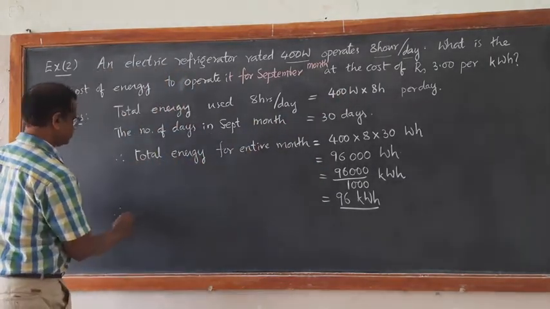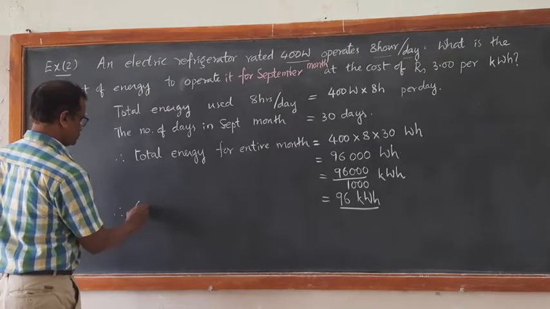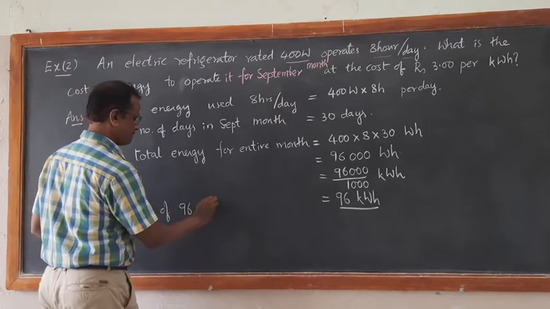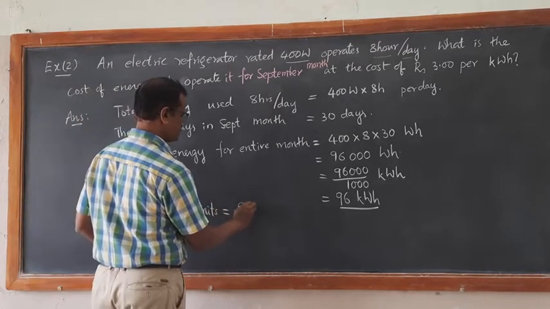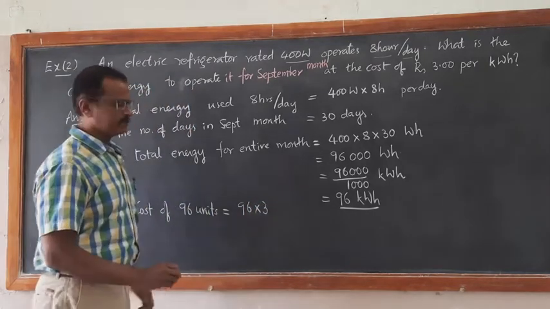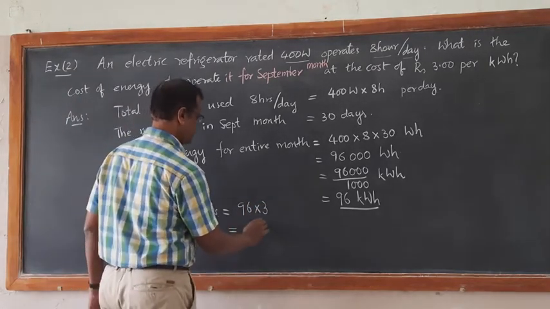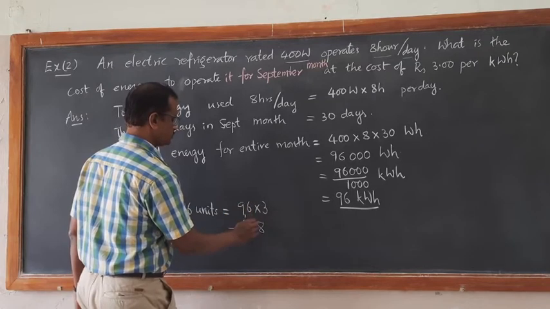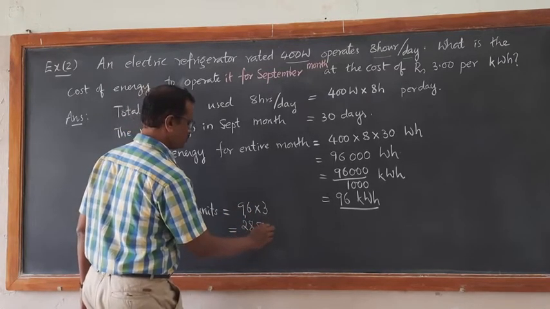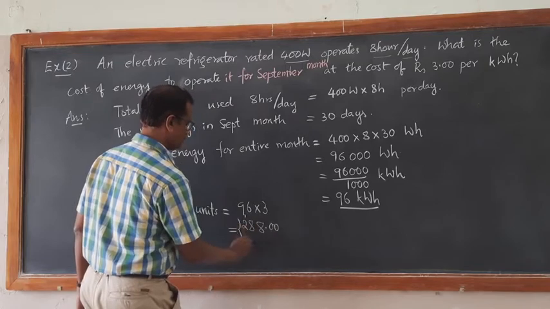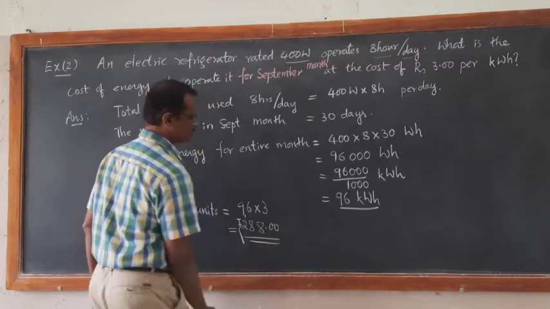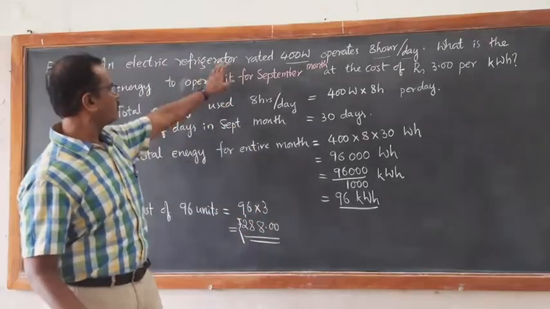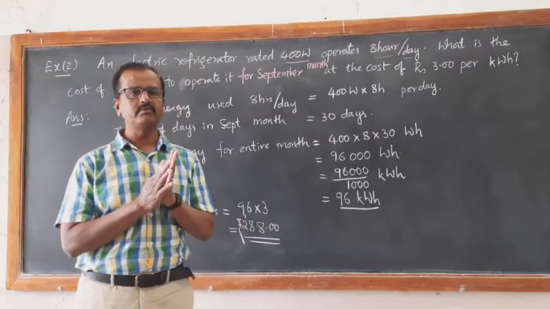Therefore, the cost of 96 units is equal to 96 into 3 rupees per unit. So it becomes 3 6s are 18, carry 1, 3 9s are 27 plus 1, 28. 288 rupees. So this is the cost of the units consumed by only the refrigerator. It's a simple problem calculated only for the refrigerator.